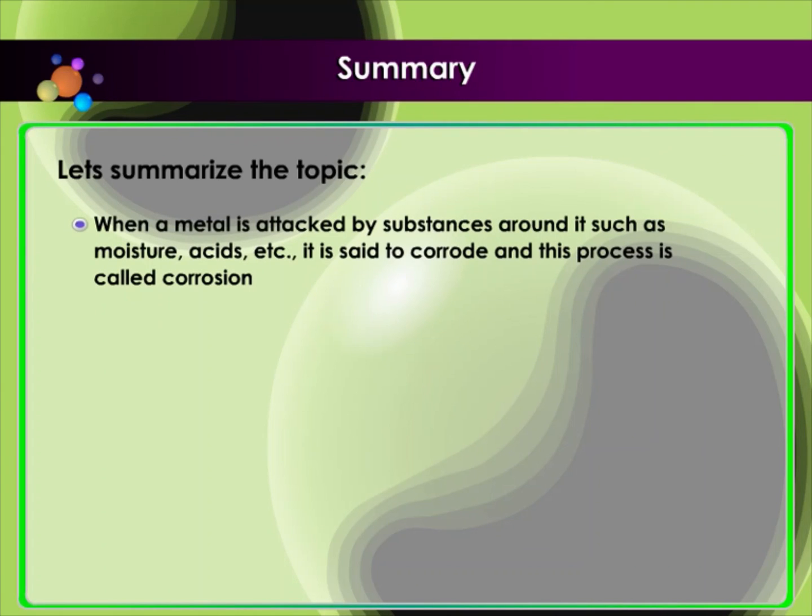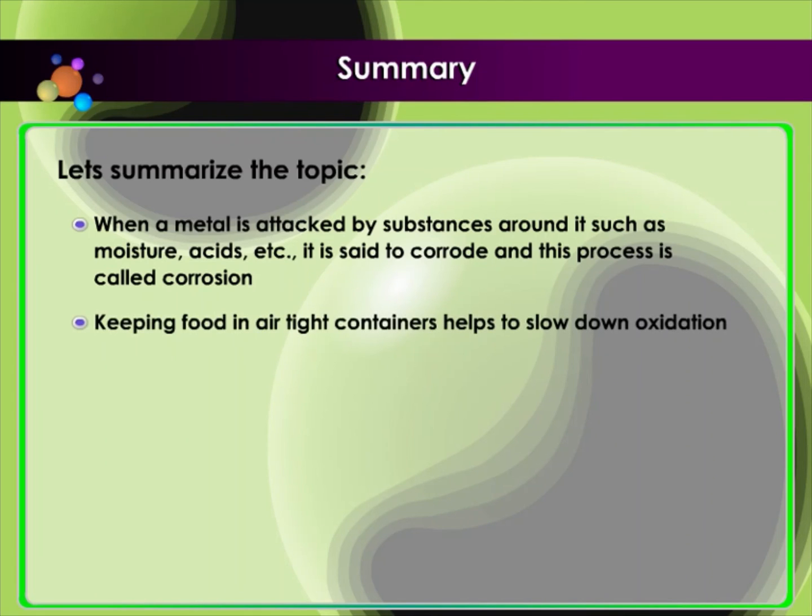When a metal is attacked by substances around it, such as moisture, acids, etc., it is said to corrode, and this process is called corrosion. Keeping food in airtight containers helps to slow down oxidation.